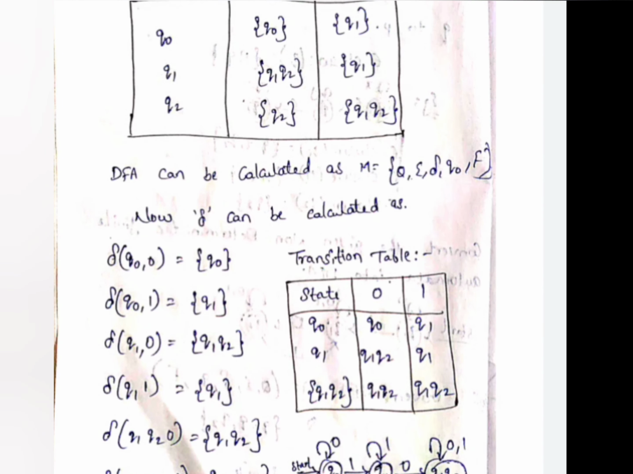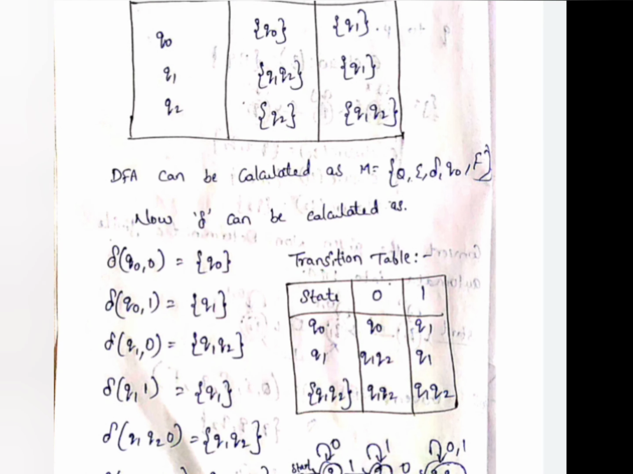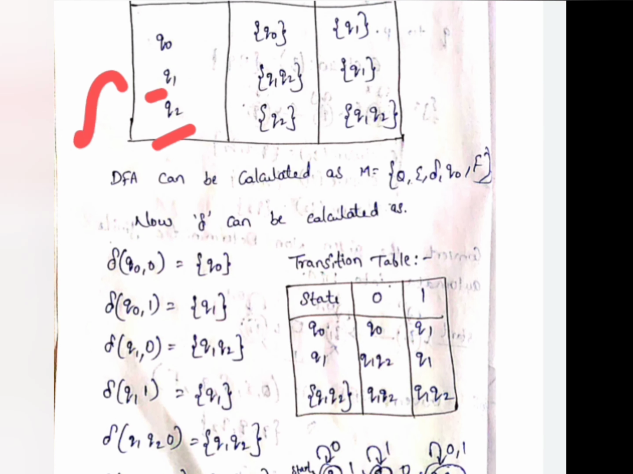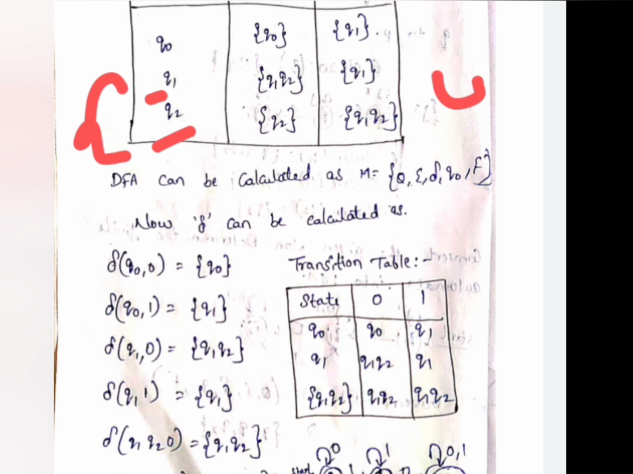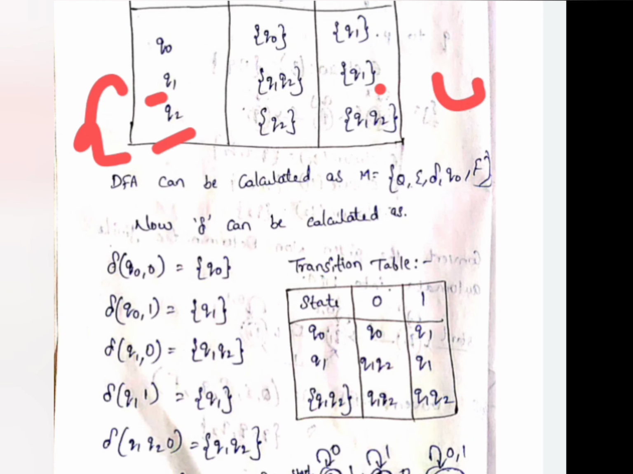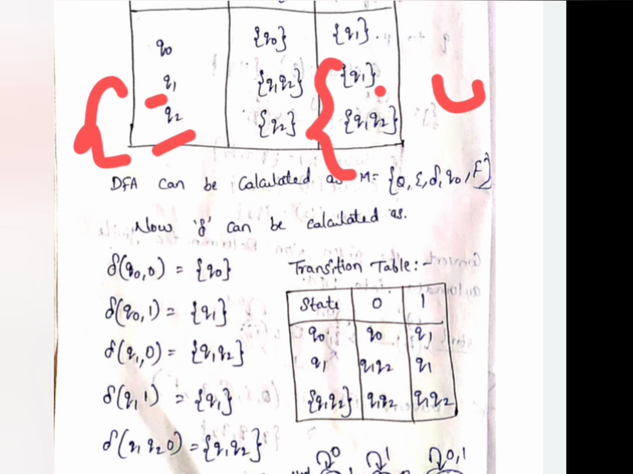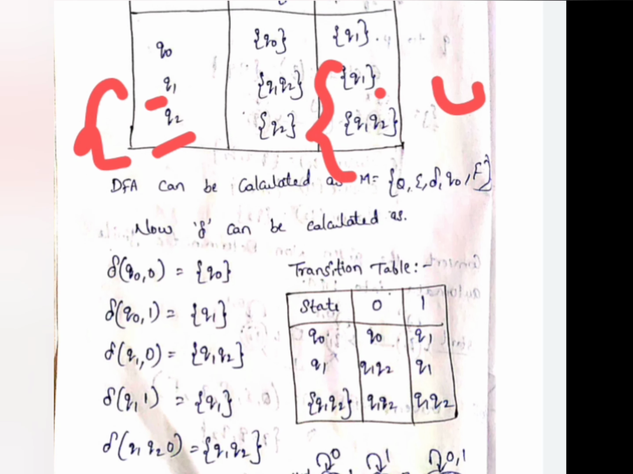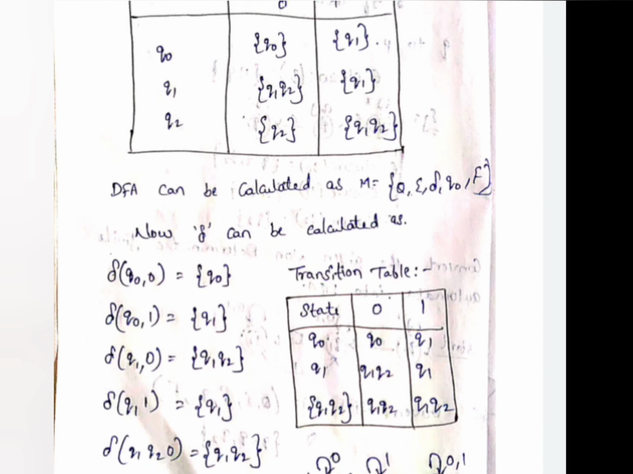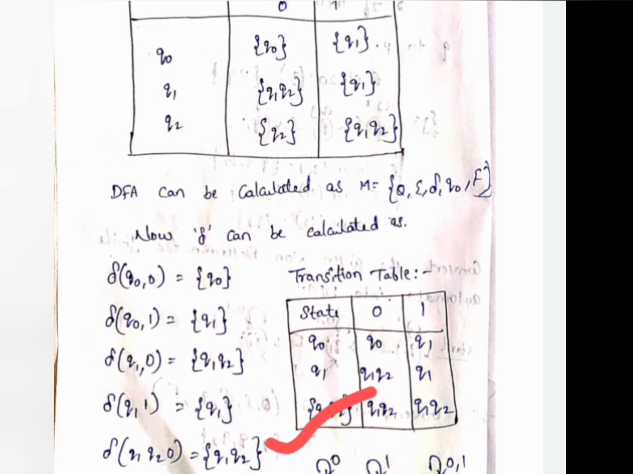Next, Q1 Q2 comma 1. What will this combination be? Q1 Q2 comma 1 means you need to check both and do the union: Q1 union Q1 Q2. You write the combination, so Q1 Q2. Here we got the same state again, Q1 Q2, the same state. So a new state does not occur, and you need to stop the transition function.